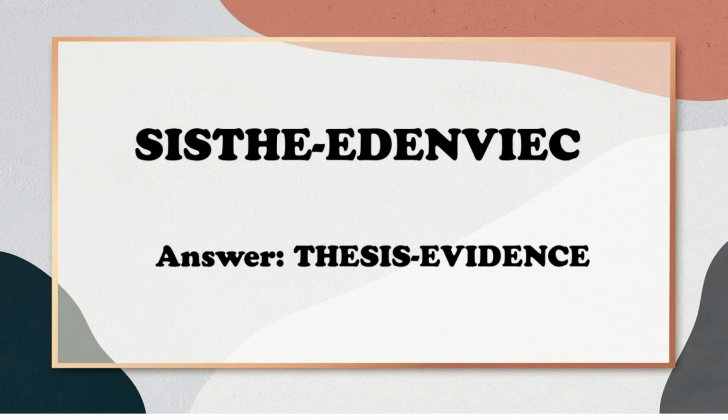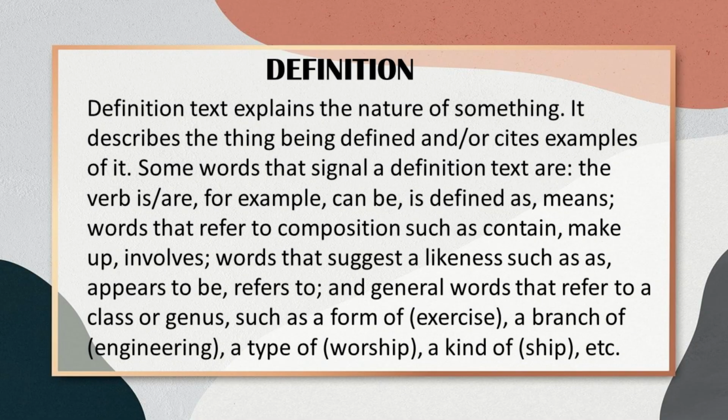The given words in our activity. The text structures are to be discussed today. Let us all start in the first one, which is definition. Definition text explains the nature of something. It describes the thing being defined and/or cites examples of it.